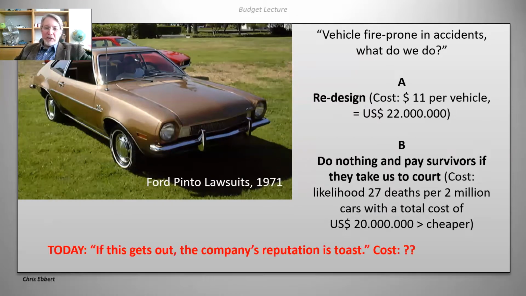Now, as you can imagine, when that came out, it wasn't making Ford much more popular and actually cost them a lot more than the 20 million you see here, because their reputation was basically shot for quite some time until people forgot about the Ford Pinto. It took a while.